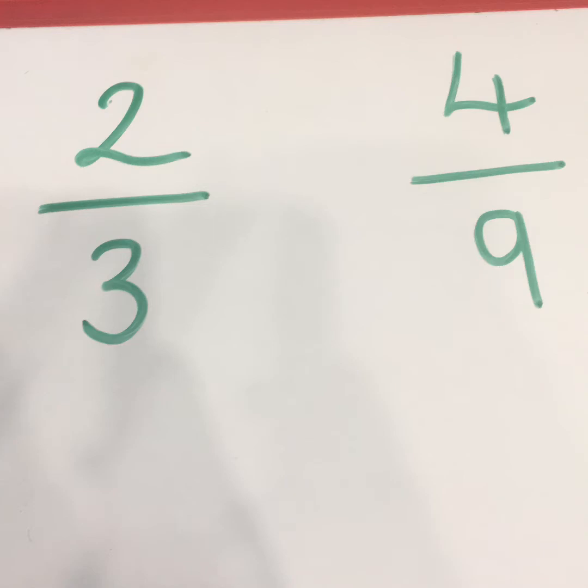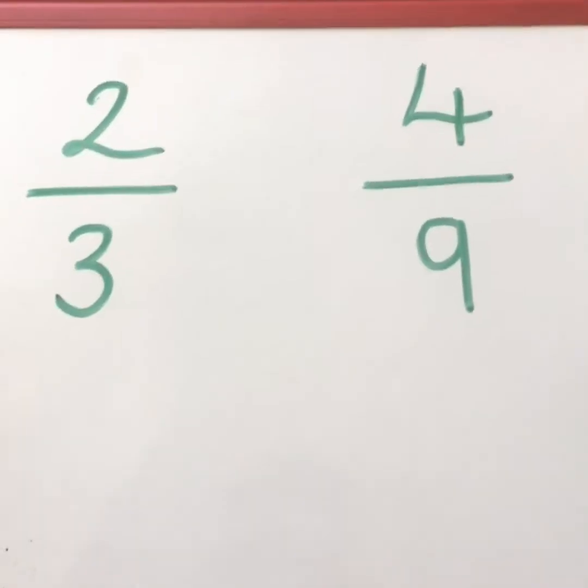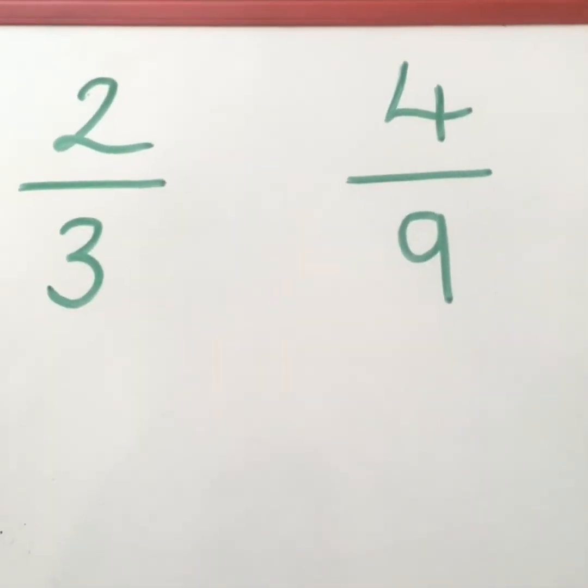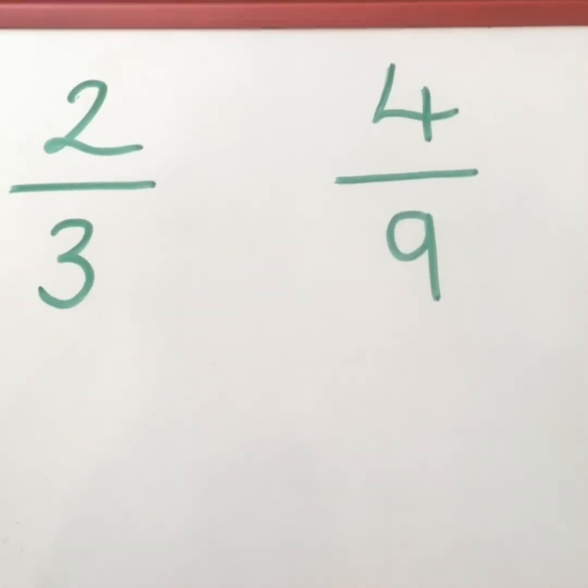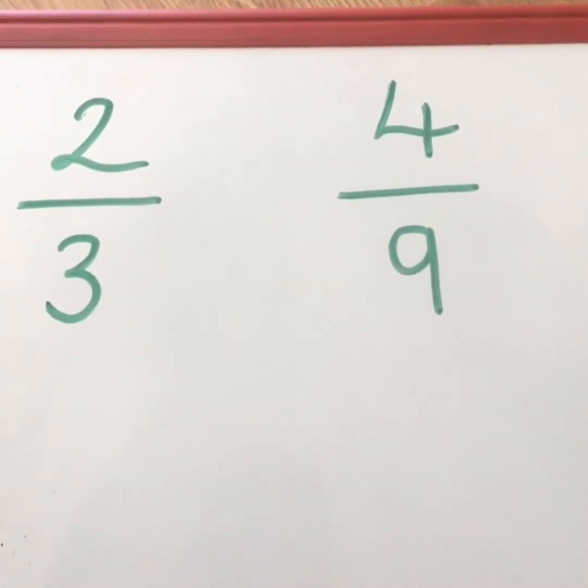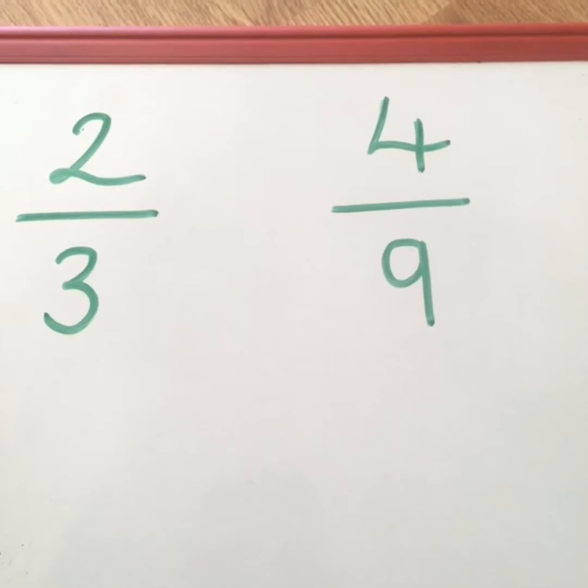I can't compare these fractions straight away because they've got different denominators. They're in different nouns. I can't compare oranges and apples, so I can't compare thirds and ninths. I need to make the noun, the denominator, the same. So I need to find the common denominator. To do this, I need to find multiples of the denominators to work out which one they've got in common.